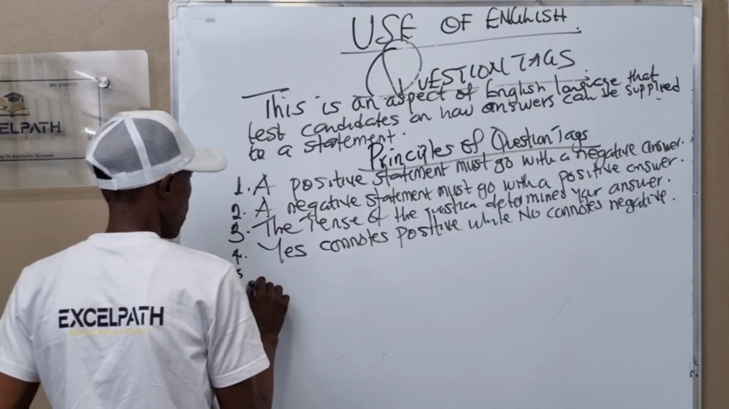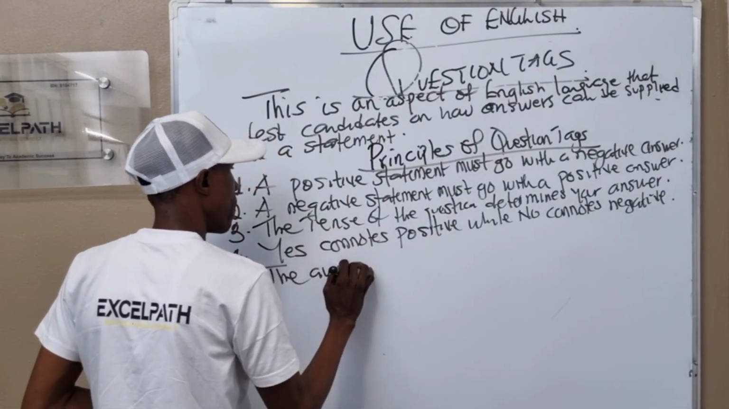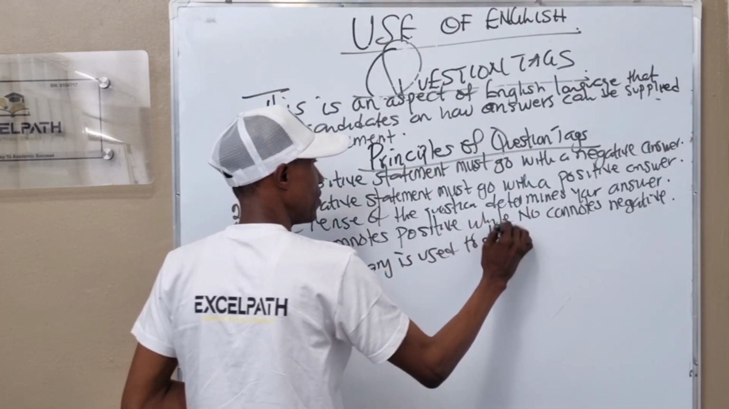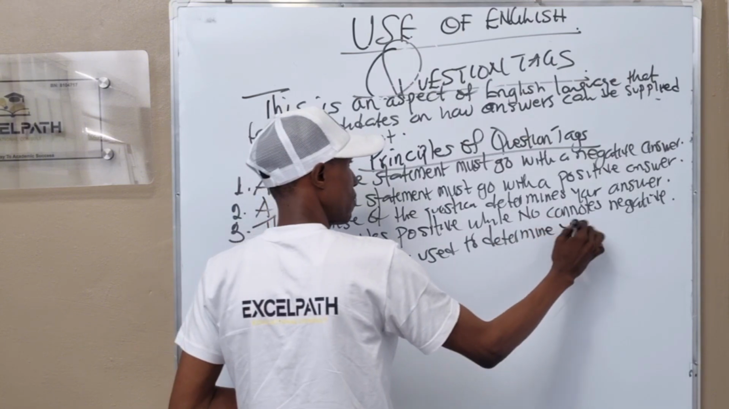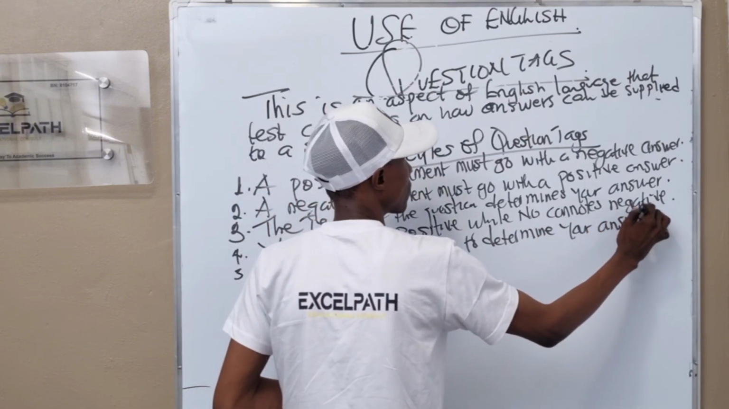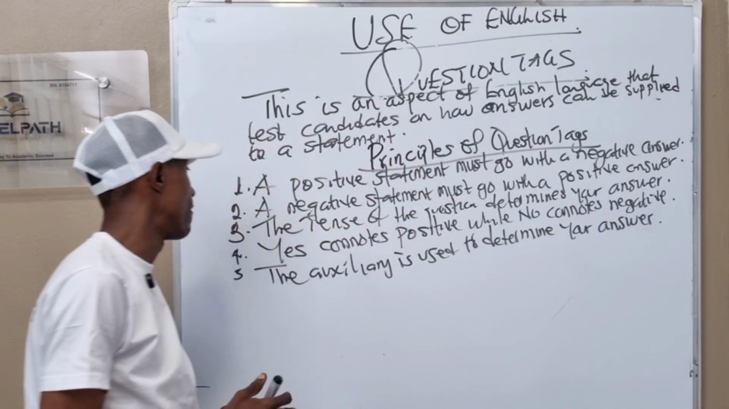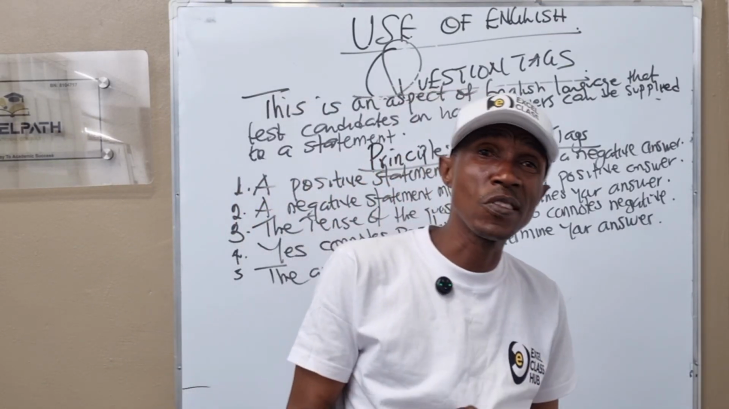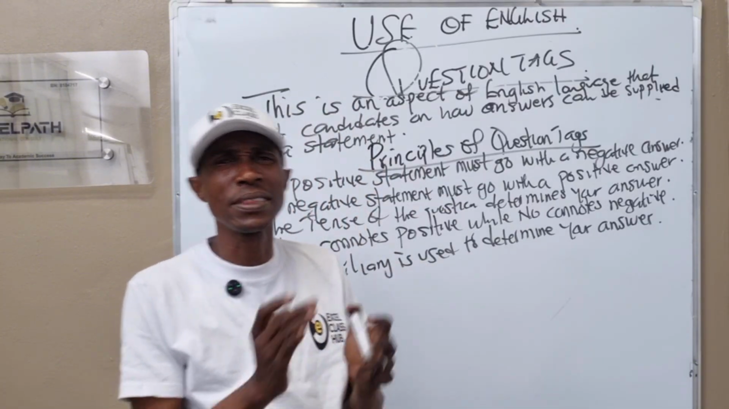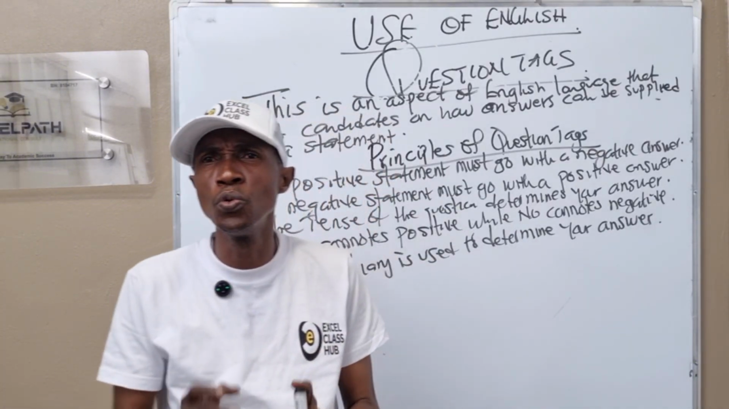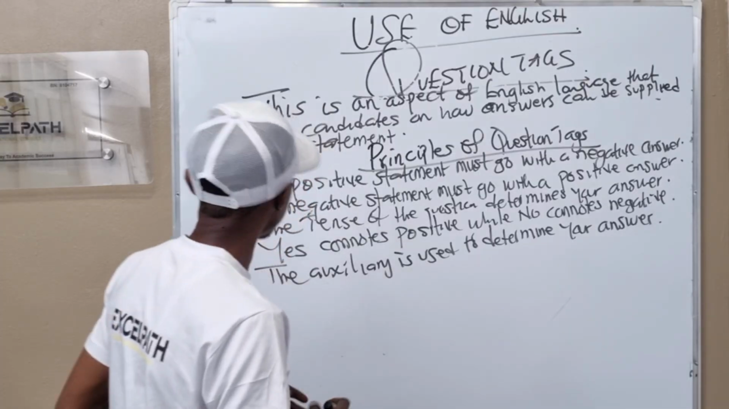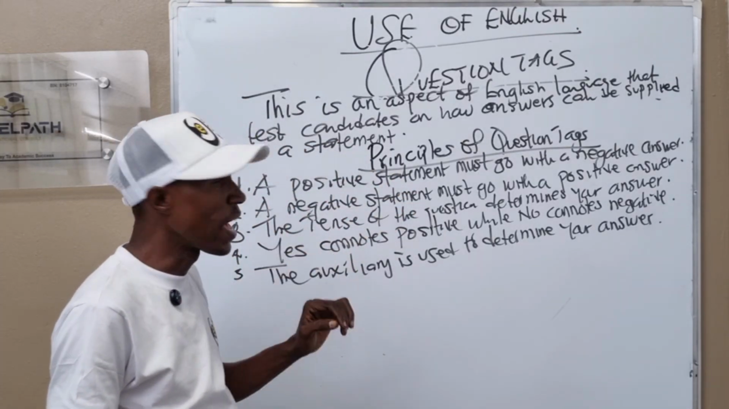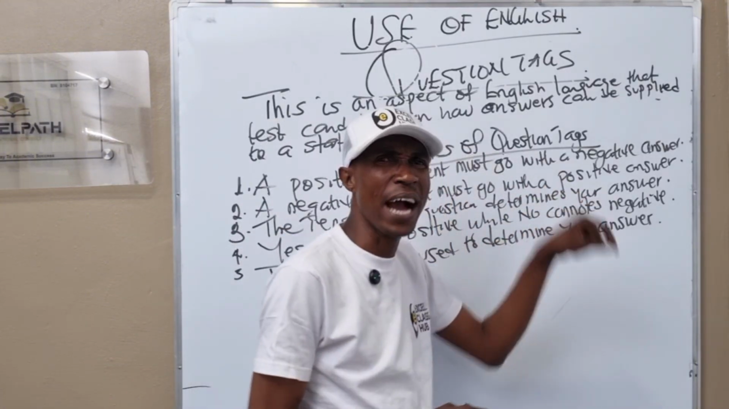Then finally, number five, the auxiliary verb is used to determine your answer. Now, if these five principles are being followed, then there is no question under question tags that you will not be able to solve. Look at the first principle, a positive statement. They said we go with a negative answer.